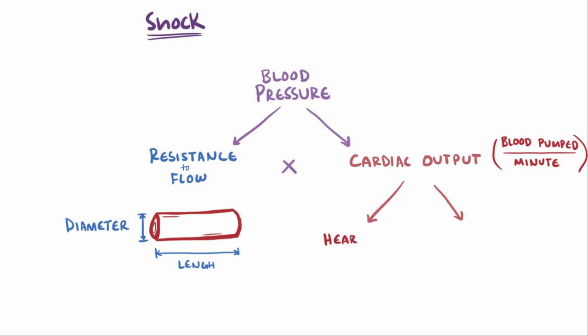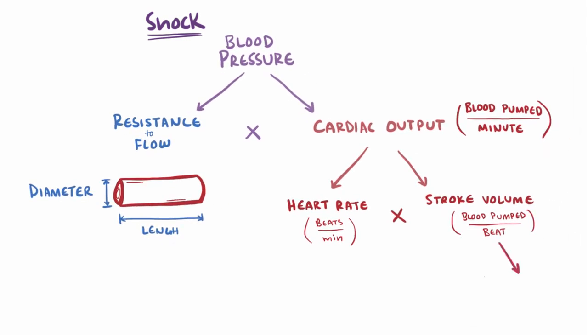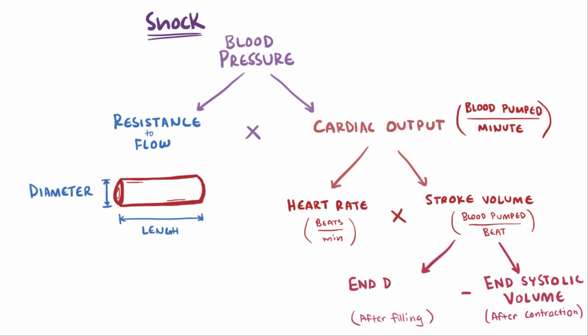And you can break that into heart rate, the number of beats per minute, times stroke volume, the amount pumped out each beat. Going even further, the stroke volume is found by taking the total volume of blood left over after contraction, the end systolic volume, and subtracting it from the total volume in the heart after filling, the end diastolic volume.